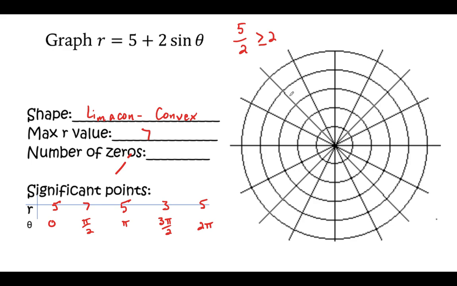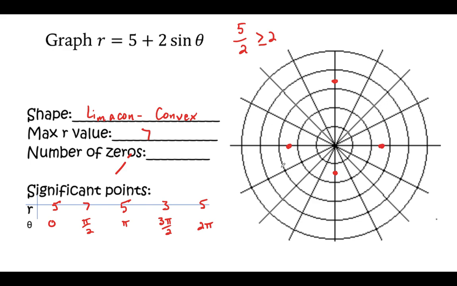So again, just like every other one of our limacons, we're just going to plot those points. Again, I'm going to let each circle represent 2 units. At 0, we're at 5: 2, 4, 5. At pi over 2, we're at 7: 2, 4, 6, 7. At pi, we're at 5: 2, 4, 5. At 3 pi over 2, we're at 3: 2 and 3. And then we're back to 2 pi and 5. So we're back to our original point, right?